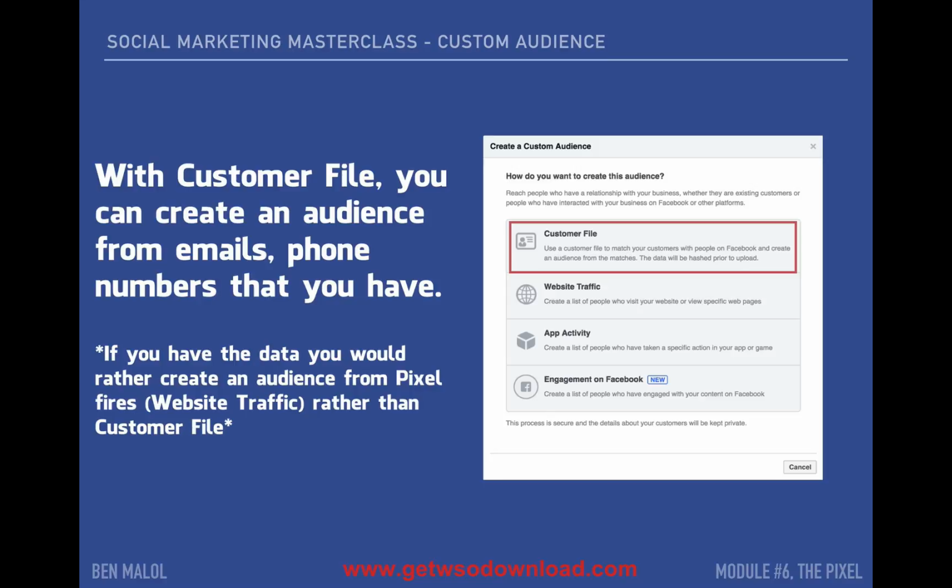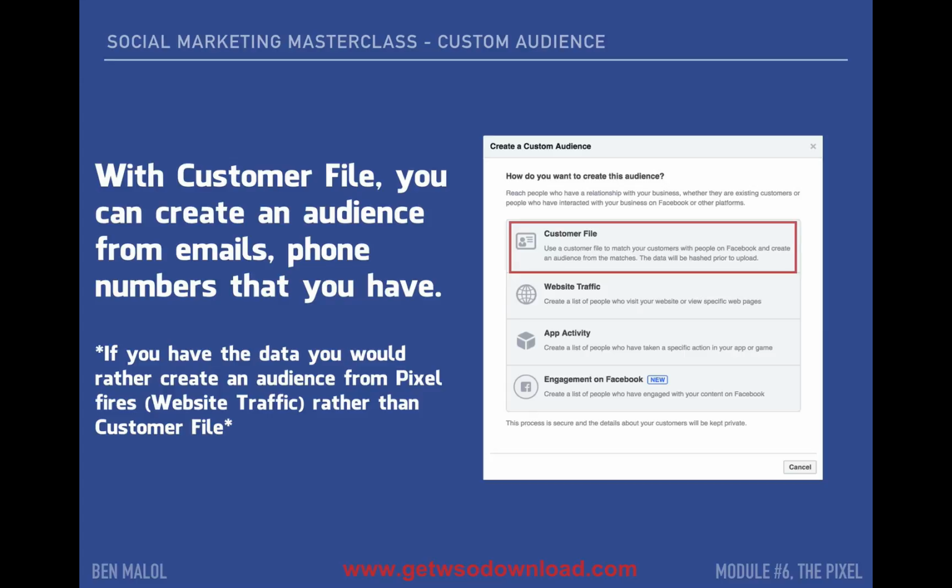With customer file, you can create an audience from emails and phone numbers that you have, and that creates an audience out of the phone numbers and emails that Facebook can correlate with a user. So if you add 10,000 emails, it will not always give you 10,000 people. It will probably give you like 70%, sometimes more, sometimes less, depending on whether that email correlates with somebody on Facebook. Usually, if you have the data, you would rather create an audience from pixel fires, which is website traffic, which we'll get to next.